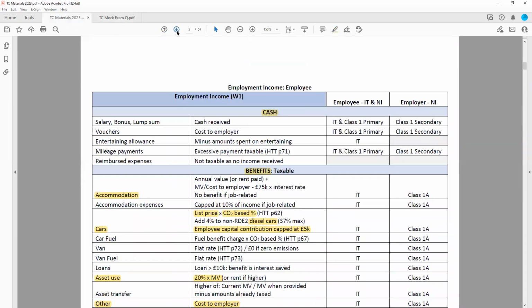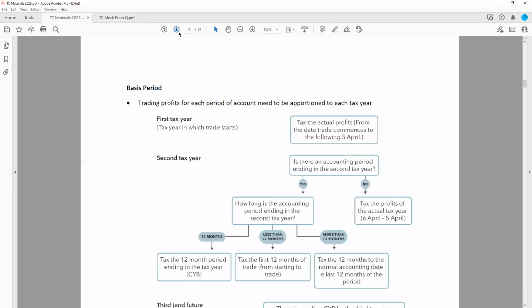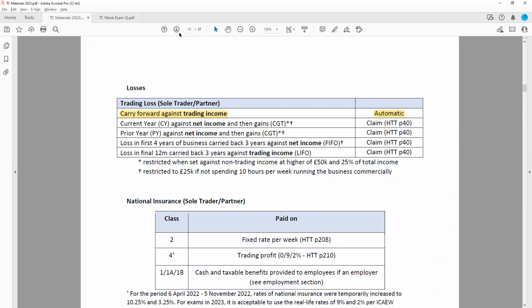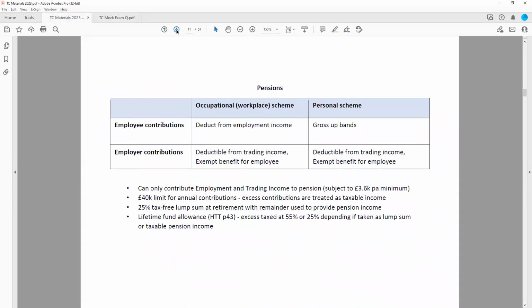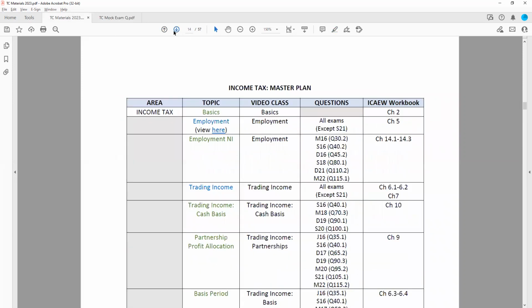Like I said, we didn't see as much on the international aspects, but of course we've got an international income tax class where you can go back and watch that again. We saw the trading income, didn't see much on a cash basis, but again, we've covered that in a cash basis class as well. So we touched a little bit on losses, more on that there, more on pensions in the pensions class, as I said there, with the international aspects.